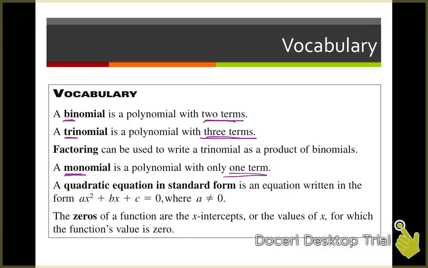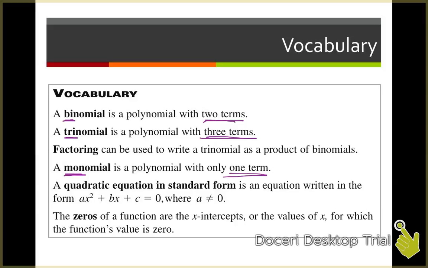So as you look at definitions and you listen to teachers and professors talk about quadratics and polynomials and what you have to do, when you hear words like binomial, trinomial, monomial, you need to know what they're talking about. And it's all about how many terms are in the polynomial.